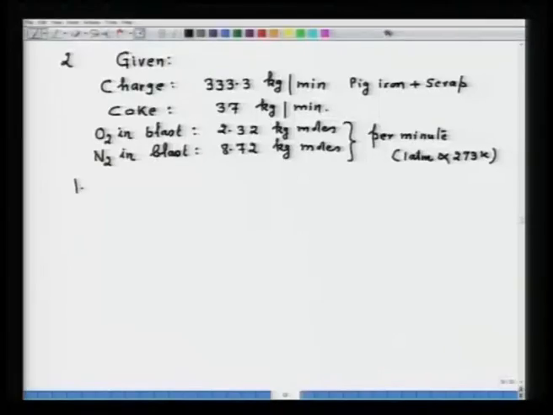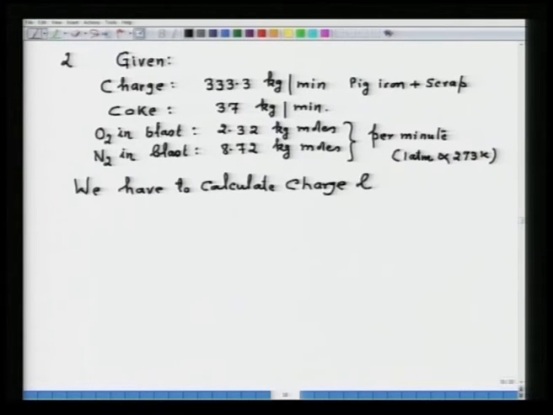Now, what you have to calculate? We have to calculate charge balance. You have to calculate charge balance, and charge balance comprises, when we talk of balance, input and output. That means, in this particular problem, it is not specifically asked what you should calculate, only asked to make a charge balance. That means your balance should be complete. No quantity should be missing in the input and output side.